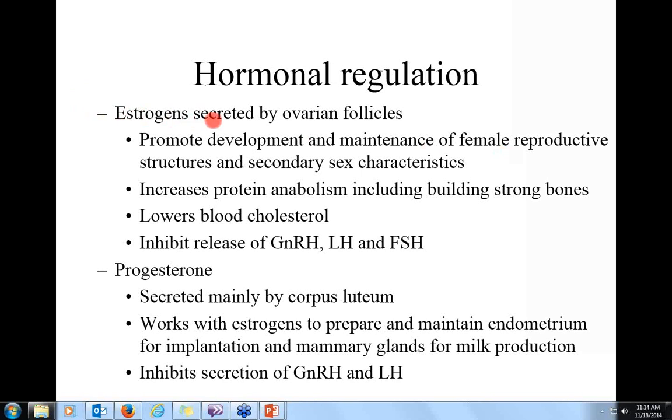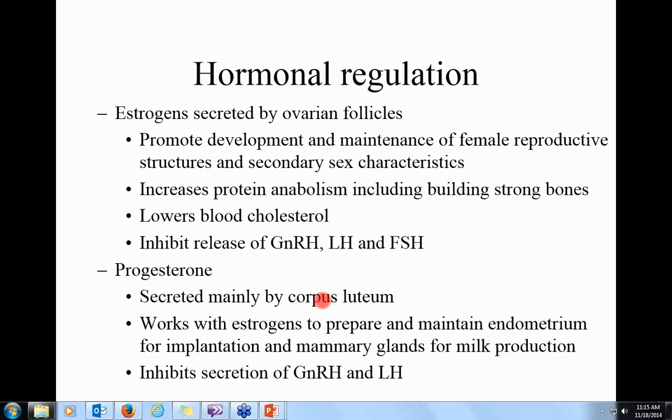Okay, so estrogen is secreted by the follicles, so it's secreted by the ovaries. It promotes the maintenance and development of the female reproductive structures and gives us the secondary sex characteristics, such as wider hips and breasts. It does increase protein anabolism, or building, lower cholesterol, and it can inhibit release of the gonadotropin hormones, luteinizing hormone and follicle stimulating hormone. So again, here we're having negative feedback.